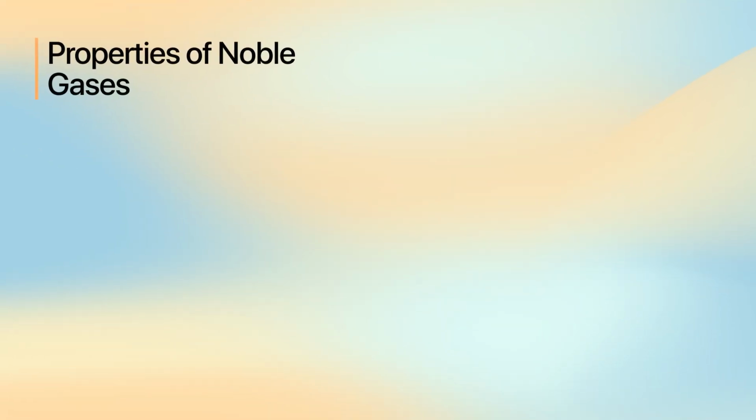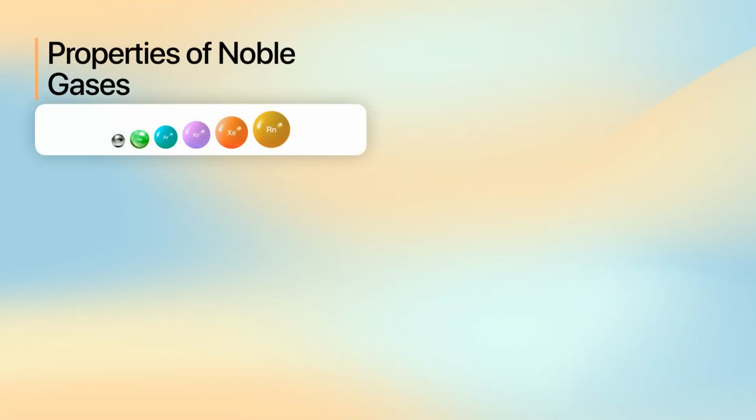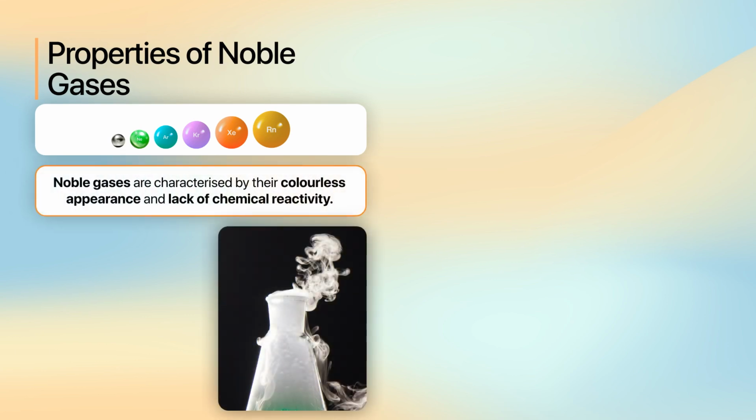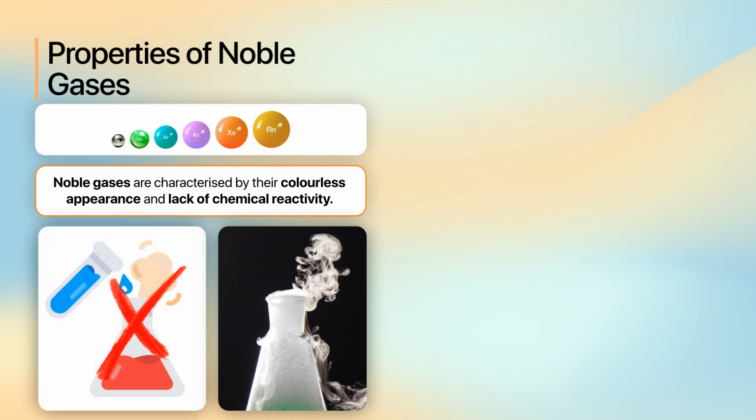In conclusion, noble gases, comprising elements such as helium, neon, argon, krypton, xenon, and radon, are characterized by their colorless appearance and remarkable lack of chemical reactivity. This inert nature is a defining feature that significantly influences their behavior and applications in various fields.